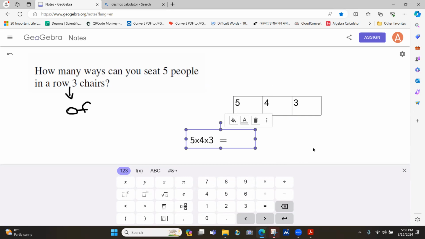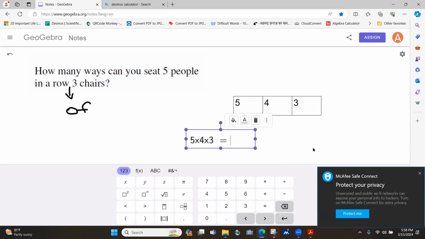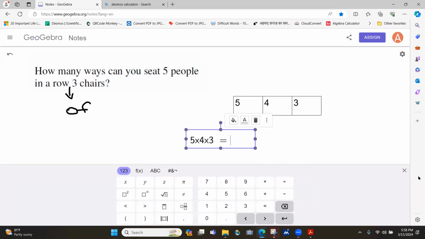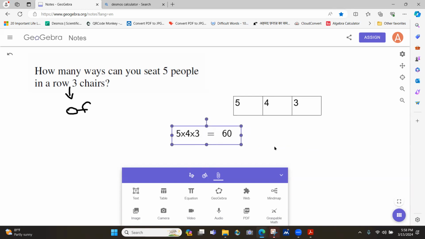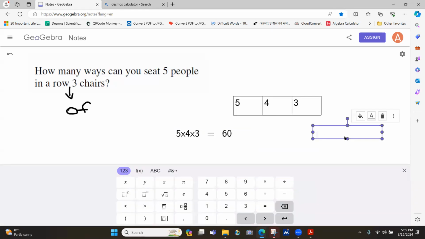Let me tell you one more thing here. 5 times 4 is 20, 20 times 3 is 60. Done. Okay. Now you can say this is 5 factorial, but you can do this. You can say we like the factorial notation, right? Because it's very compact. You can easily do this. So be a little patient.